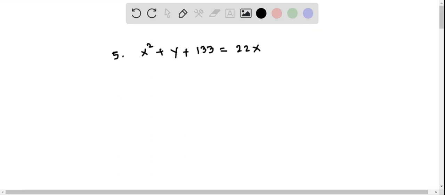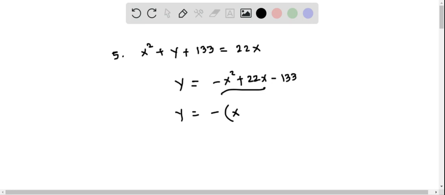Let's classify this equation of the conics and write it in standard form. So first, I'm going to solve for y from this equation. That is, I keep y on the left side and transform the x squared as well as the 133 to the right side. So when I do that, I get negative x squared plus 22x minus 133. Now I'm going to factor a negative from these two terms, so I can write this as negative of x squared minus 22x. We also have negative 133.